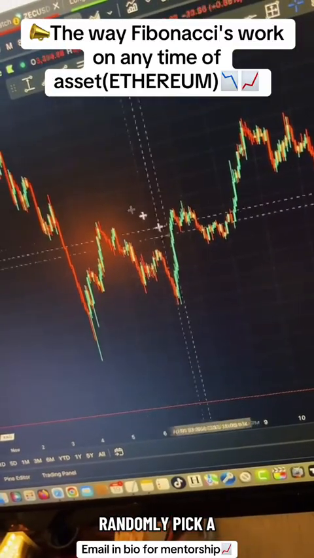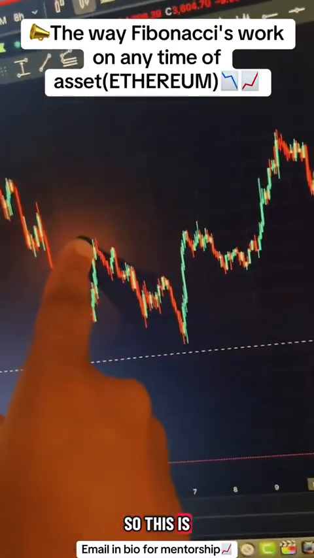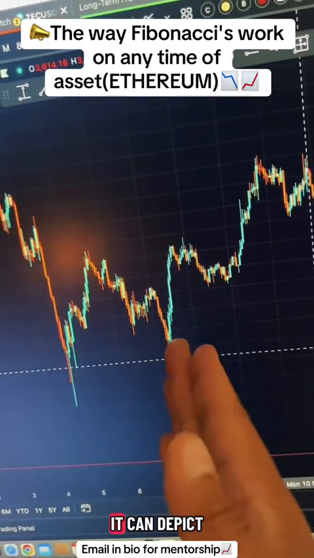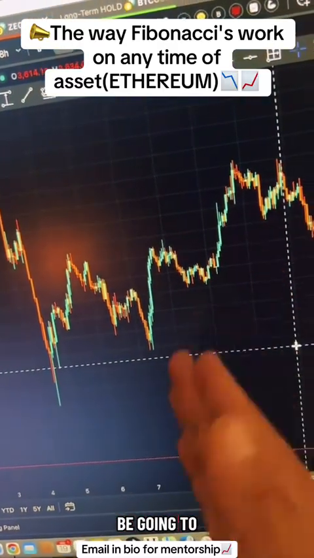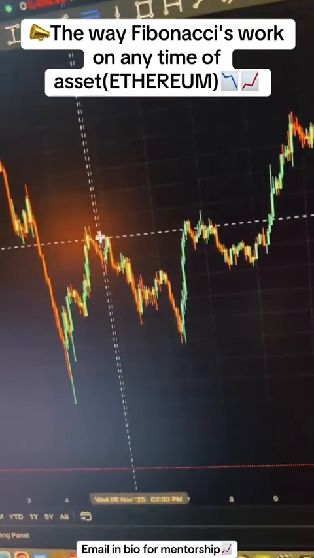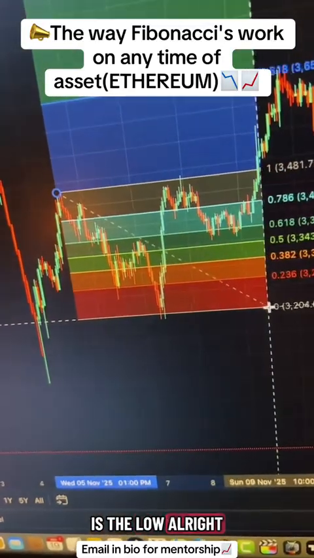I'm just going to randomly pick a low and a high here so we can see what's going on. So this is a high. This is a low. If you go from low to high, it can depict where this should be going to the upside. So let's see if that's true. Watch. Here's a high. This right here is the low. All right, let me drag this out.